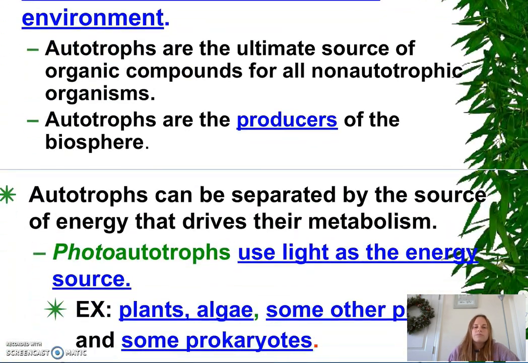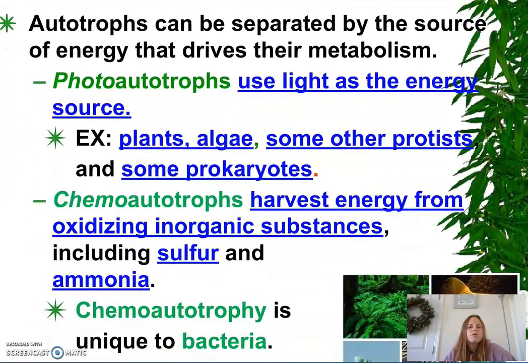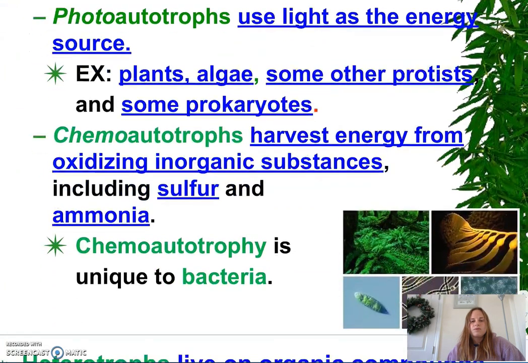On the other hand, two types of autotrophs are photoautotrophs and chemoautotrophs. So photoautotrophs are the ones that we commonly think of, our green plants, algae, where they use light as the energy source. Chemoautotrophs harvest energy from oxidizing inorganic substances like sulfur and ammonia, and this property is unique to bacteria. So for example, at the bottom of the ocean, there is no light, but there are organisms down there known as cyanobacteria that will actually use hydrogen sulfide released from thermal vents at the bottom of the ocean. They do chemoautotrophy in order to get their food.